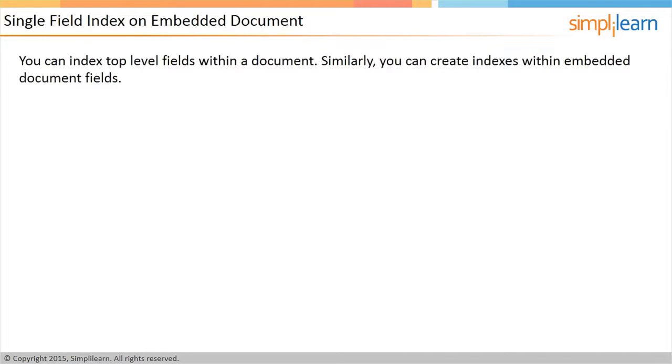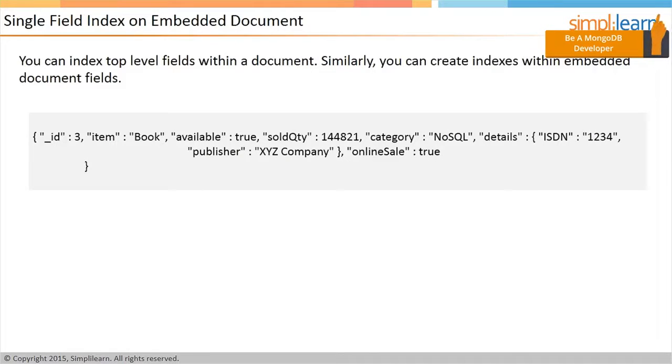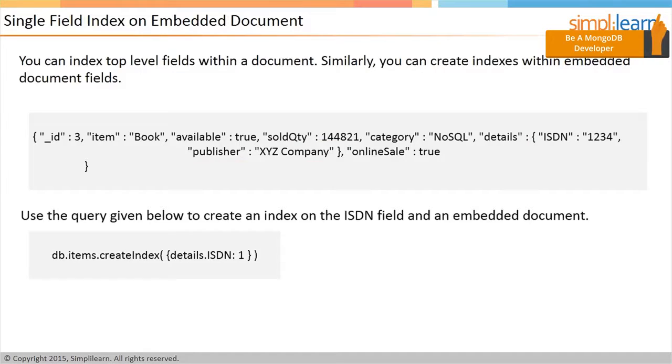You can index top-level fields within a document. Similarly, you can create indexes within embedded document fields. The structure shown on the screen refers to a document stored in a collection. In the document, the Details field depicts an embedded document that has two embedded fields, ISDN and Publisher. To create an index on the ISDN field and the embedded document called Details, perform the queries shown on the screen. In the next screen, we will discuss compound indexes.